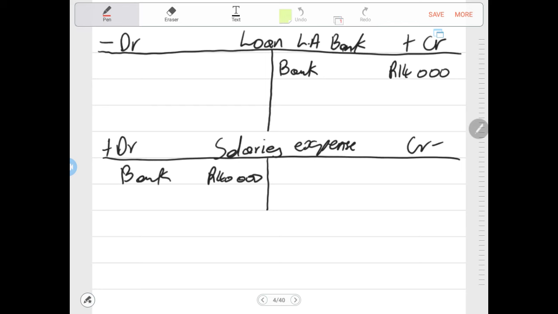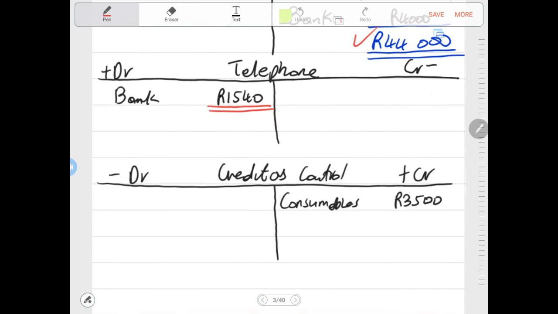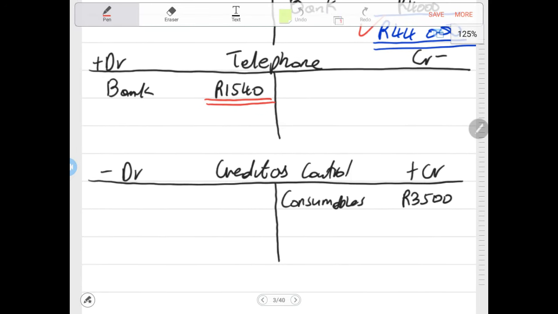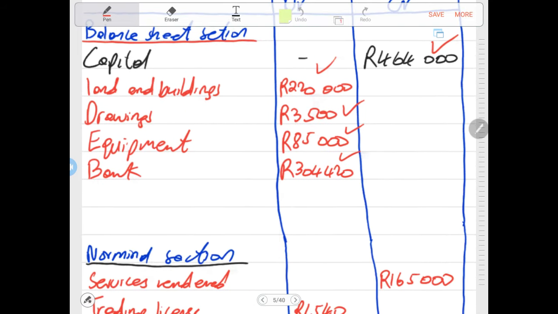Then we come now to check the next ledger account. Creditors control, these are liabilities. Liabilities are recorded under the balance sheet section. So now that means in here we will be recording creditors control on the credit side of the trial balance, because the only amount we have is 3,500. So under the balance sheet section, we have creditors control or trade payables.